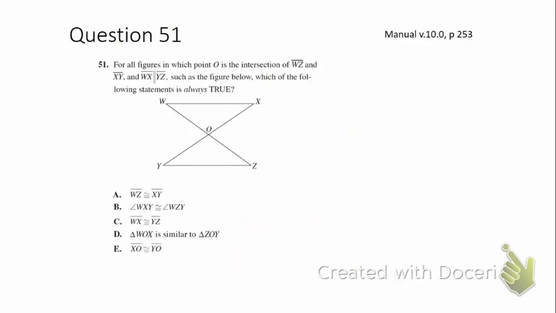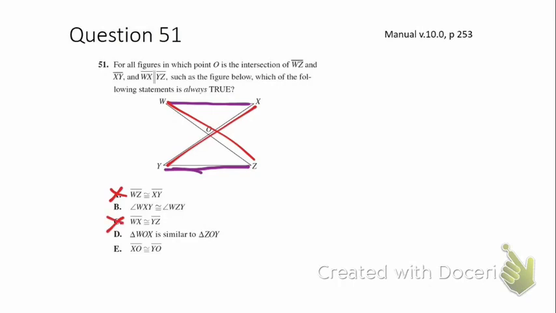And then last one here: for all figures in which point O is the intersection of WZ and XY, and WX is parallel to YZ, such as the figure below, which of the following statements is always true? This one is kind of tricky because all it says is that these two lines are parallel, but it doesn't say that they have to be the same length. Which also means that these two don't necessarily have to be the same length. So you can eliminate that one and that one.